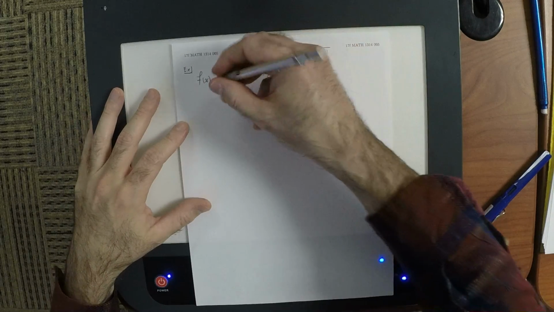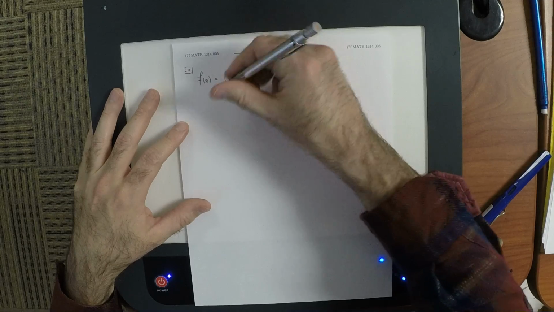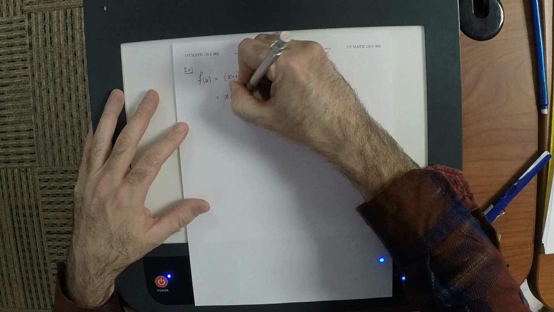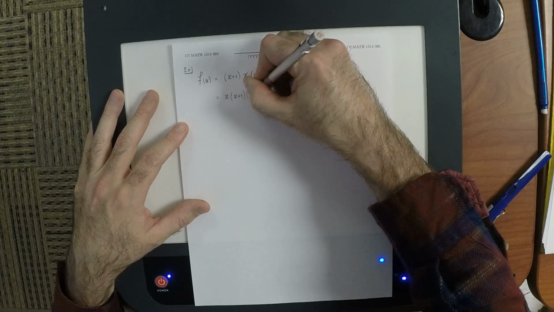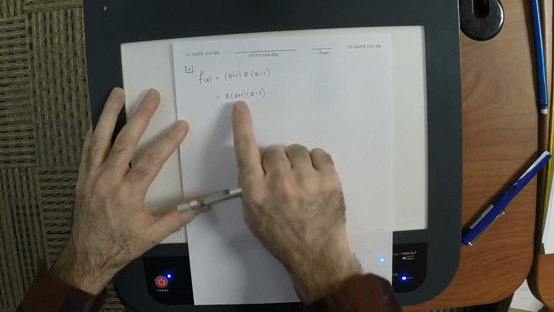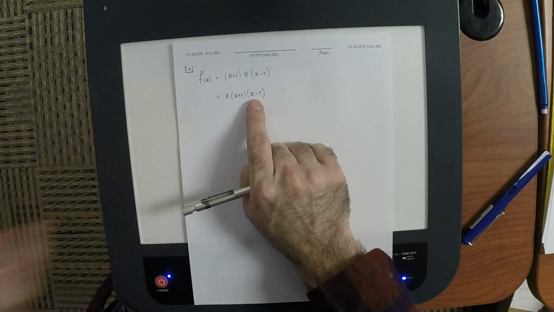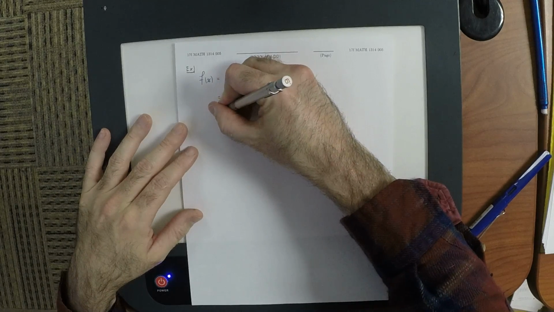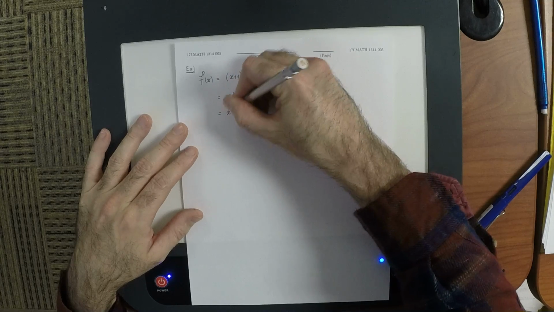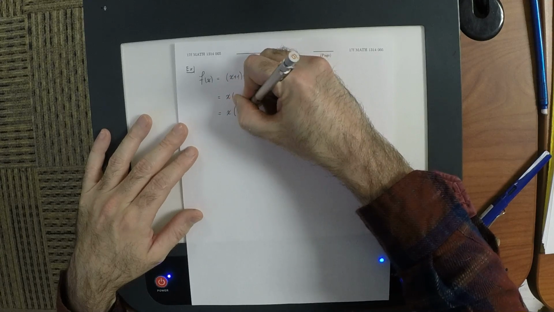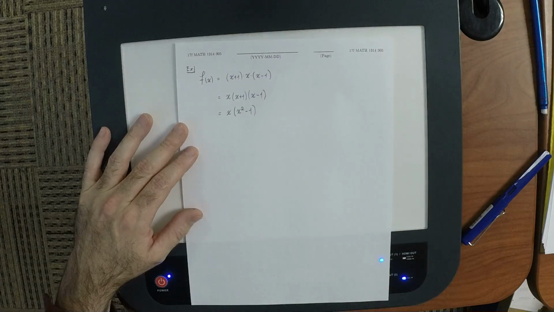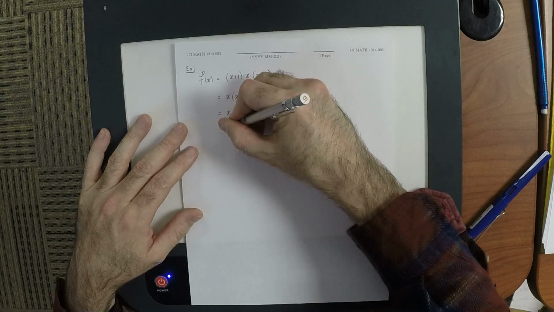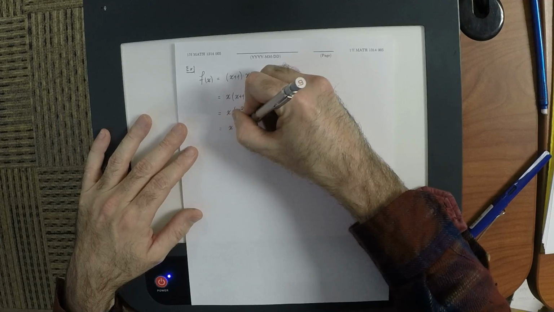Let's verify that that's true. So what I'll do is I'll commute these factors so that I have these two factors side by side, and then I can look at them and say, oh, but those are conjugates, and it's easy to multiply conjugates. So this would be like this, and then I can distribute the x and get x cubed minus x.